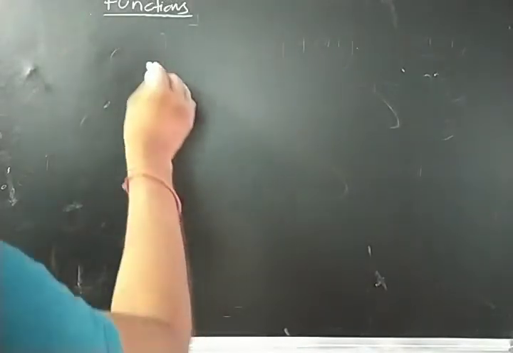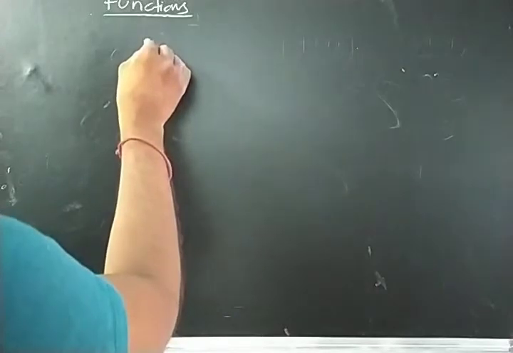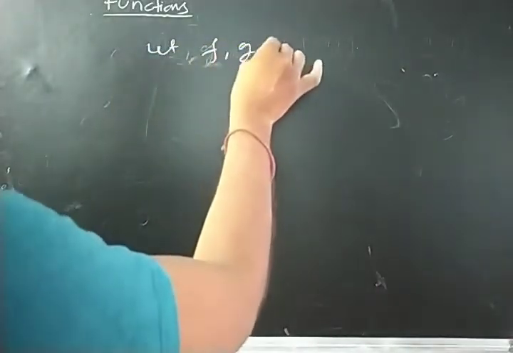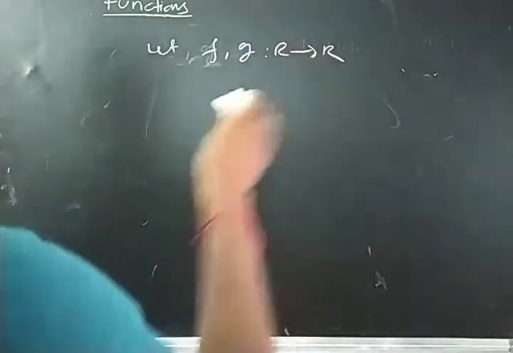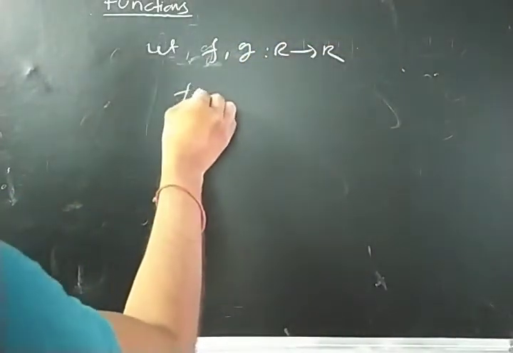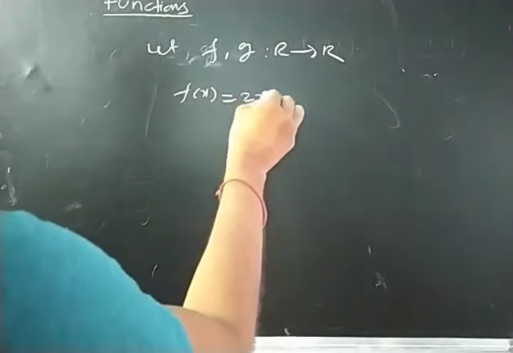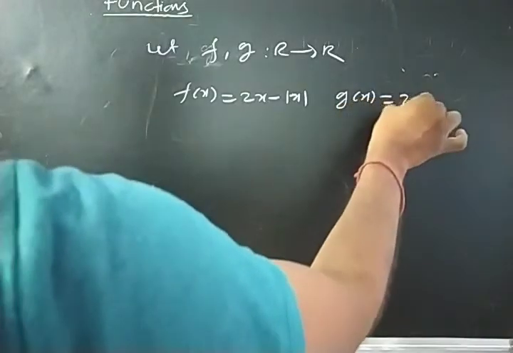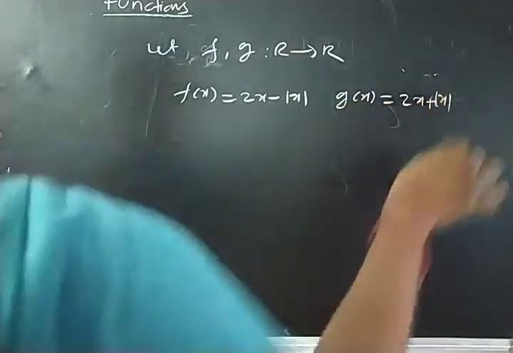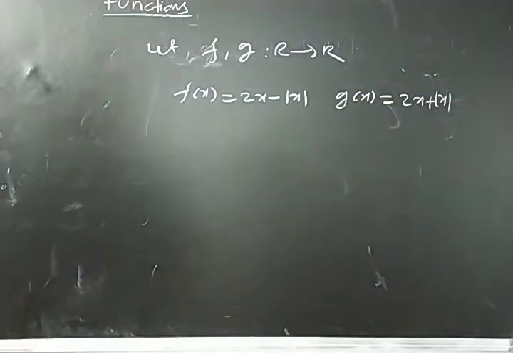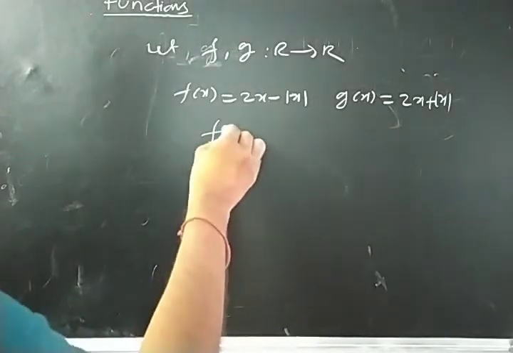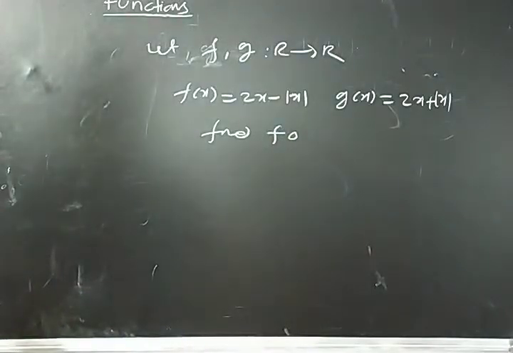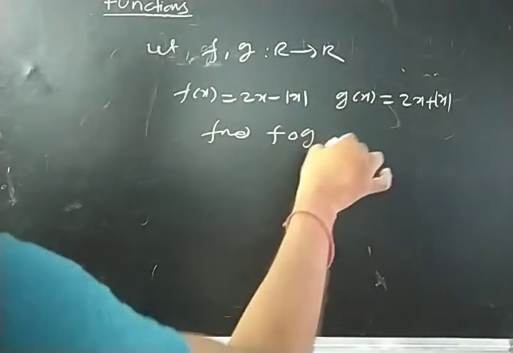Another example. Next example, let f comma g be defined from R to R. The definition of f of x is 2x minus mod x, and the definition of g of x is 2x plus mod x. Find f circle g and g circle f.